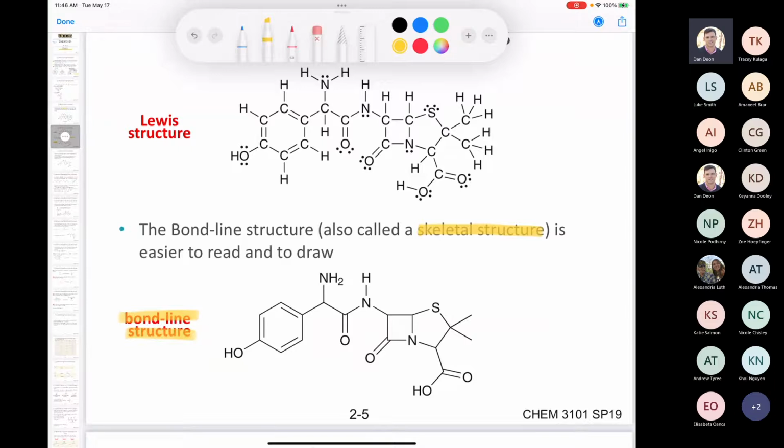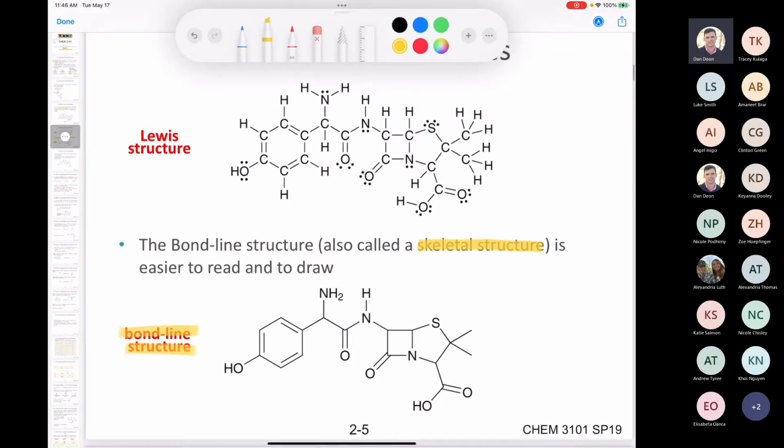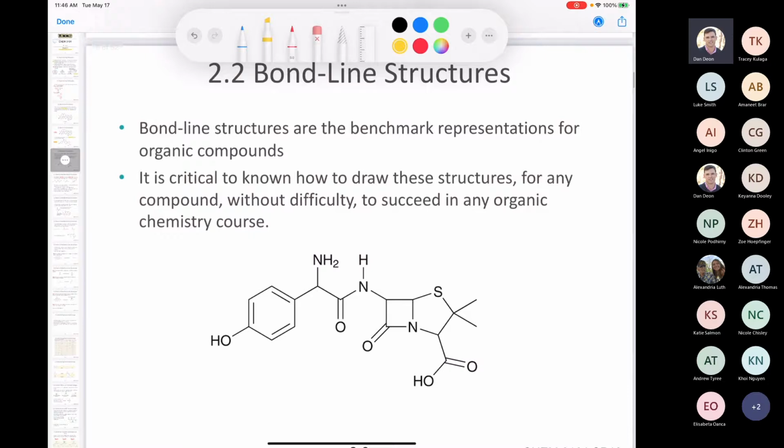And so our next goal is to learn how to draw a bond line structure of something like amoxicillin. Bond line structures, it says here, are the benchmark representations for organic compounds. It is critical to know how to draw these structures for any compound without difficulty in order to succeed in organic chemistry. It would be impossible to pass this class without understanding bond line structures, okay? Everybody has to understand bond line structures. It's nothing that can be skipped.